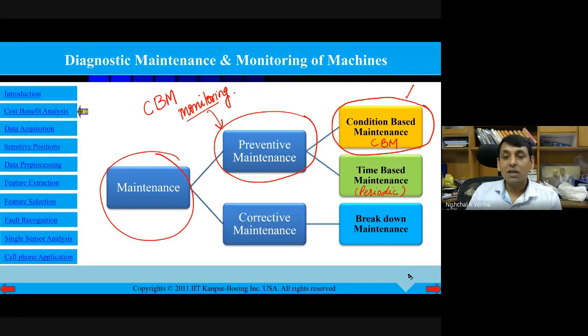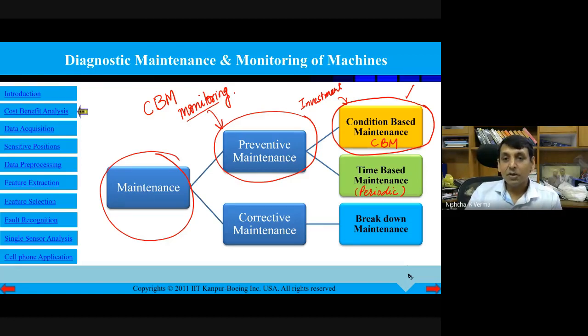On the same lines, industries also do periodic tests, periodic service, right? And this is called time-based maintenance. But there are issues with this. See, there are issues everywhere. So in condition-based monitoring or maintenance, when we talk, we have investment. You see, investment. This is not free. So nobody wants to invest in anything unnecessary.